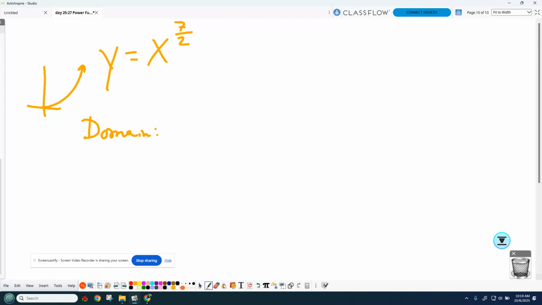Is the domain all reals? Sophia, what's the domain? What x values can go in? 0 to infinity. Square bracket or round bracket on that 0? Square. Includes 0. I can do the square root of 0. That's no problem. Spencer, what's the range? 0 to infinity. Also 0 to infinity.